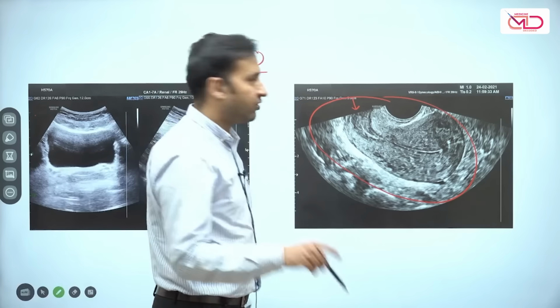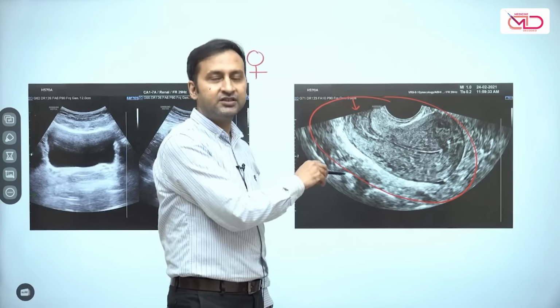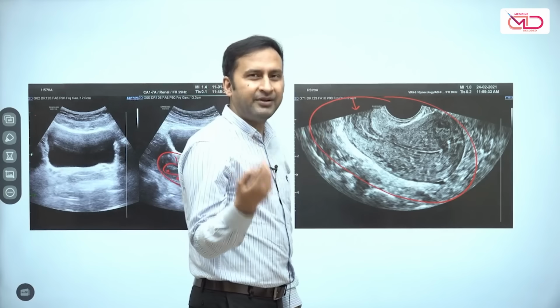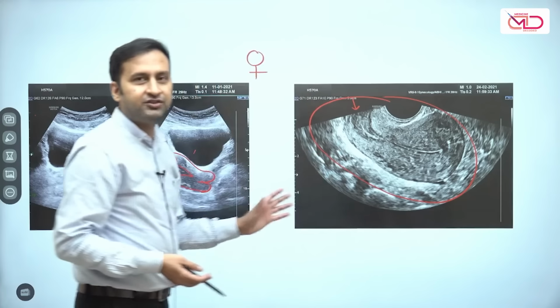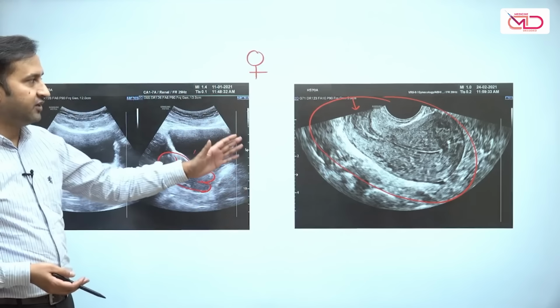Because obviously the transducer touches the cervix first. Secondly, because we've emptied the bladder, we do not need to see the bladder in this case. So these are the two or three major differentiating points between a transabdominal and a transvaginal scan.